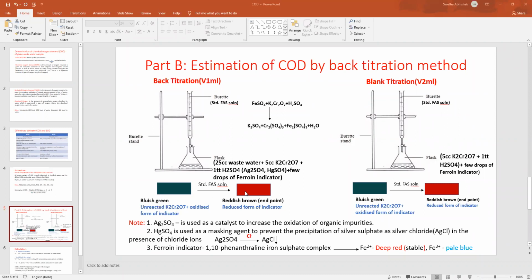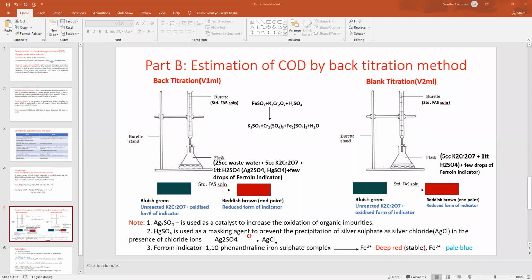So at the end point, what happens? When all K2Cr2O7 is completely reduced by FAS, the indicator goes back to its stable form. Which is the stable form of the indicator? That is deep red. Therefore at the end point, it appears to be reddish brown. So why reddish? The reddish color is due to the reduced form of indicator, and the brown is due to the presence of chromium ions. So what is the end point of the titration? Bluish green to reddish brown.